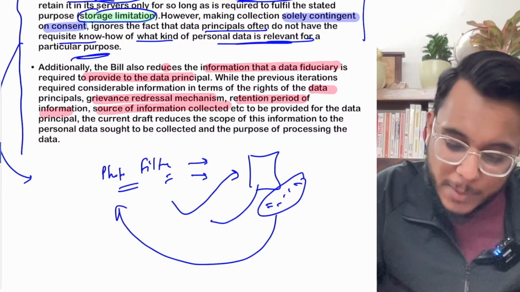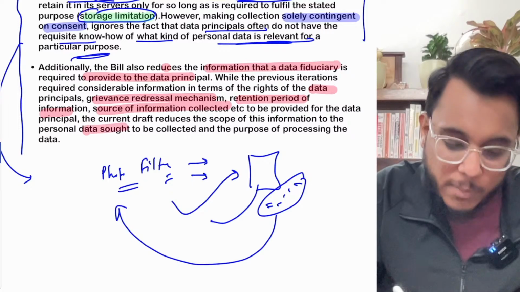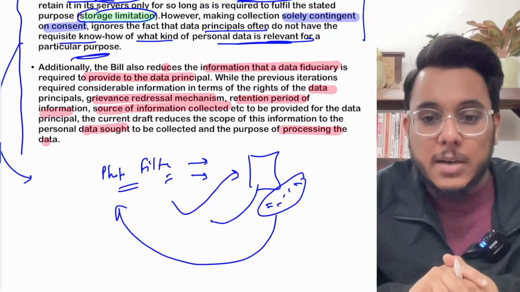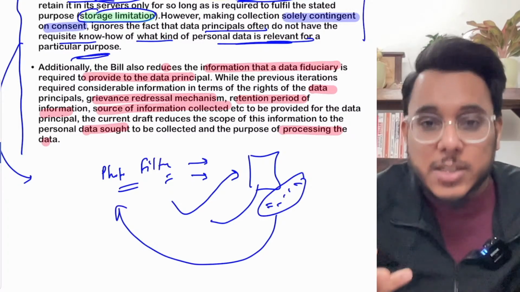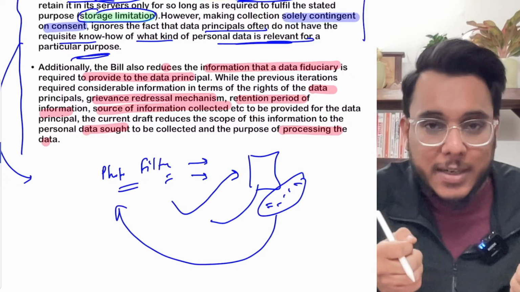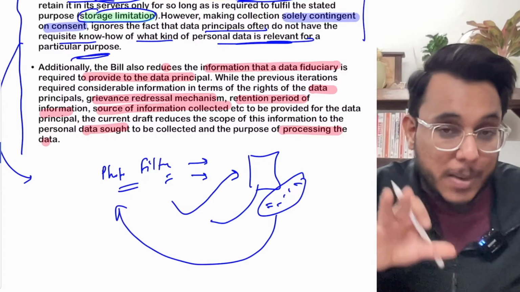But now that detailed information is not to be told, only the type of data that they are asking for, fine, the purpose, only these things are to be told. The grievance redressal mechanism, the rights that they have, they also have the right to withdraw that consent. All this information is not being given to the data principal by the data fiduciary.